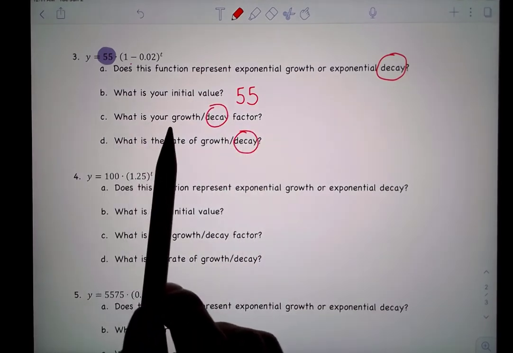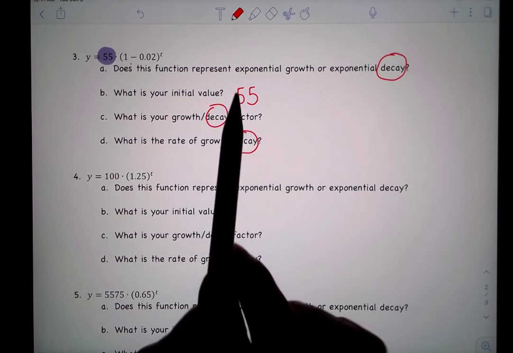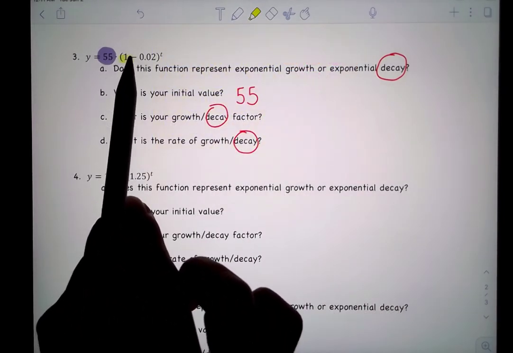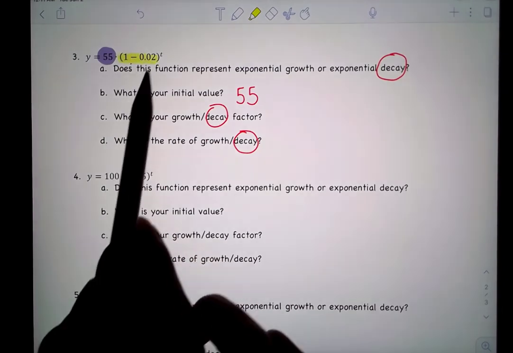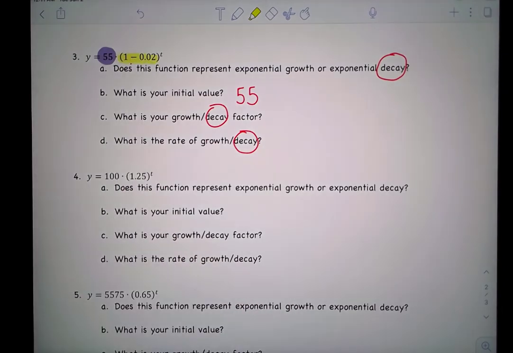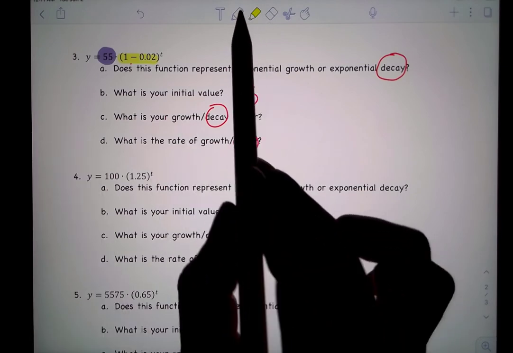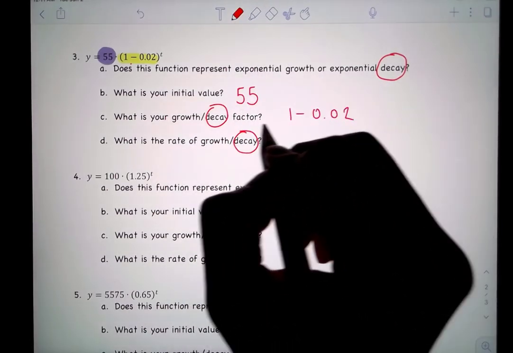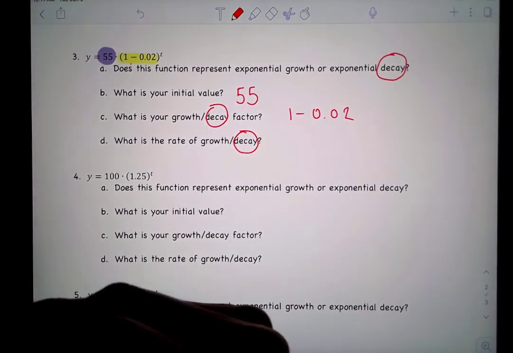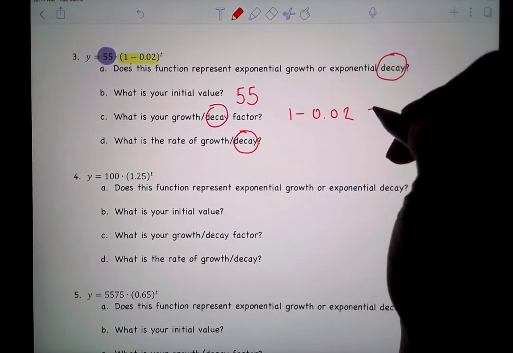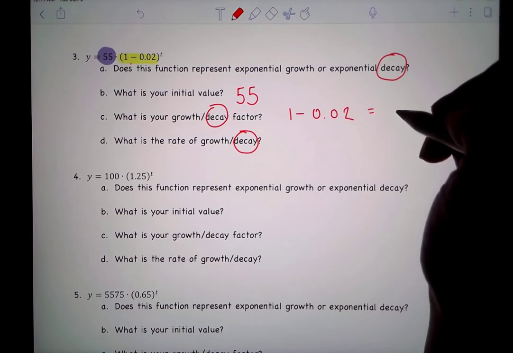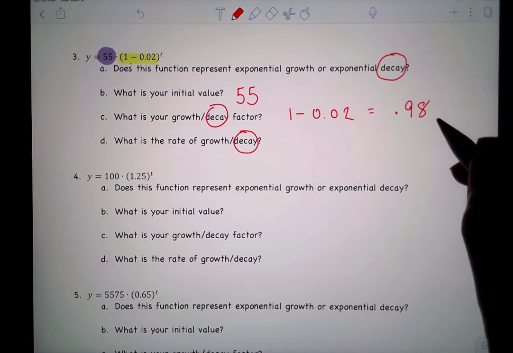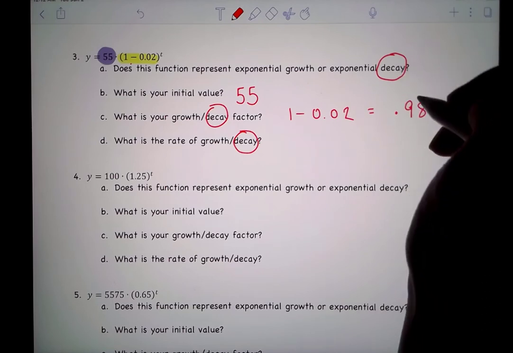And what is your decay factor? I told you the decay factor will be the entire parentheses, the base of the exponent. Alright, so 1 minus 0.02. This entire number will be your decay factor. And if I simplify that, that is 0.98. Right, so this is my decay factor.